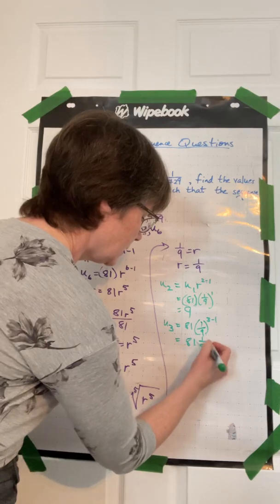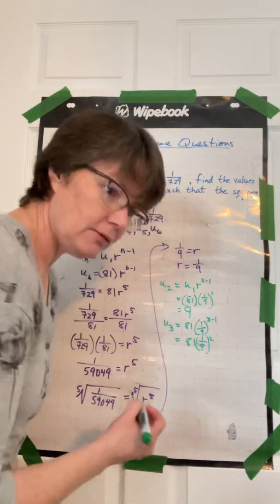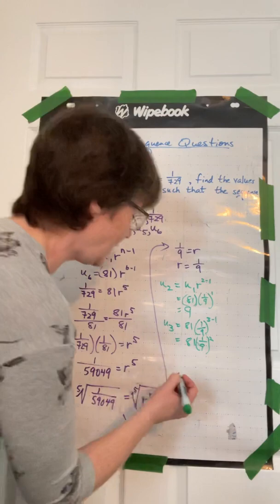1 over 9 squared. Hello, Ryder. Hey, puppy. You stay here with me, okay?